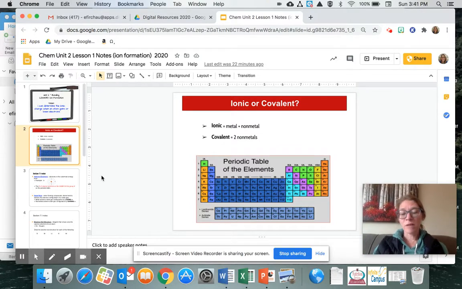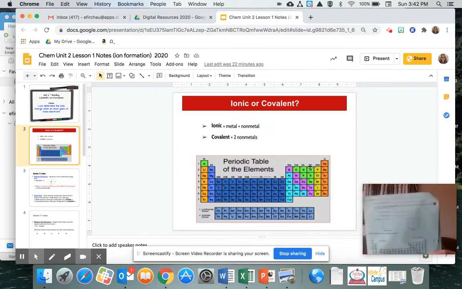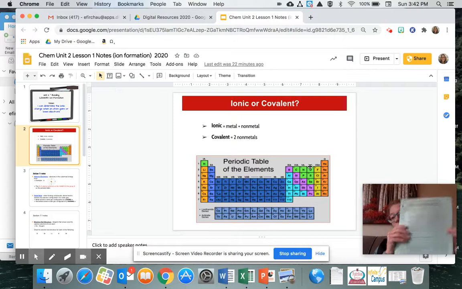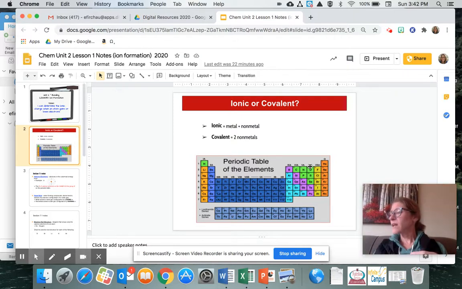Covalent is two or more nonmetals. So covalent would be two elements from the right side of the periodic table. Carbon dioxide would be an example, CO2, because carbon and oxygen are both nonmetals. One element that you might want to mark in your periodic table is hydrogen. Hydrogen is located on the left of the periodic table, but hydrogen is not a metal. Hydrogen is a nonmetal. So water, for example, would be a covalent compound. So once you have that information on page 2 of your notes, then you can go ahead and skip back to page 1 so we can start in on ion formation.